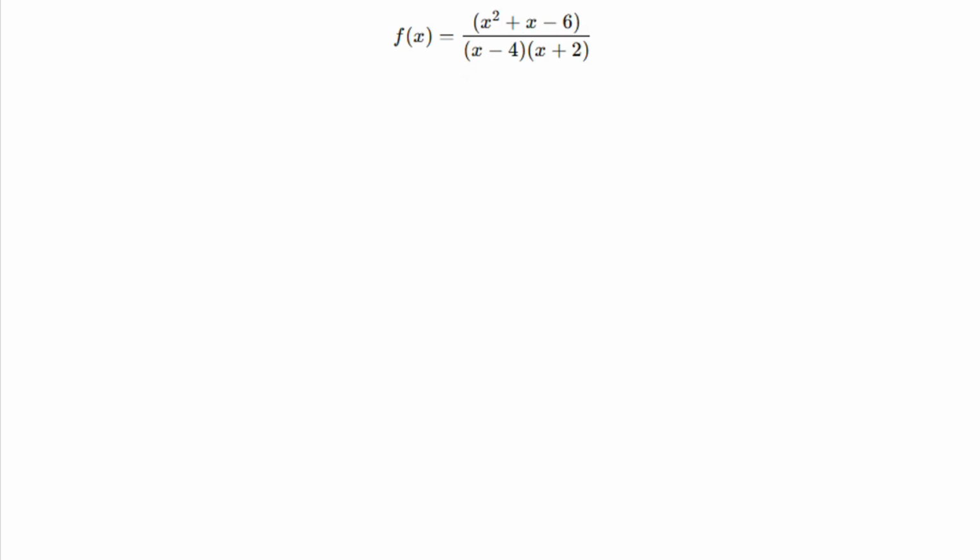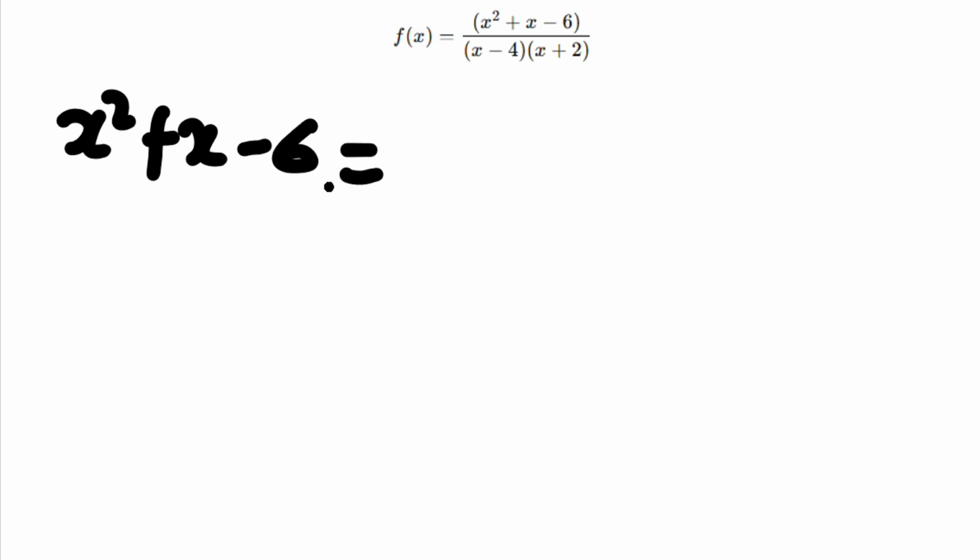Now let's move to something more. We have this format where the denominator is factorized, but the numerator is yet to be factorized. So the first thing to do is to factorize the numerator. You have x squared plus x minus 6. If you factorize this, the two terms for the 6 are 2 and 3, especially positive 3 and negative 2. Good. So how do we do that?